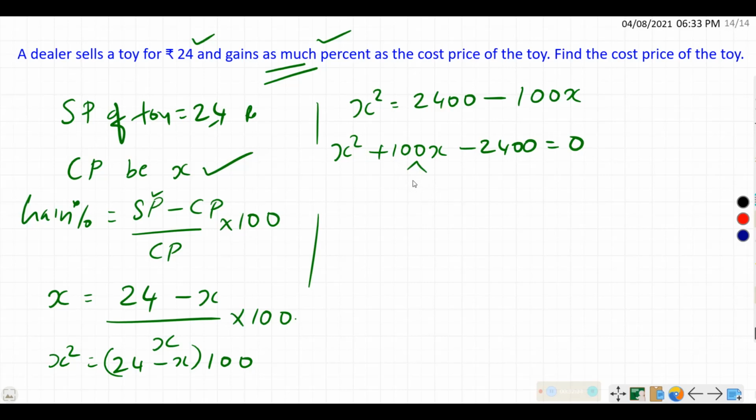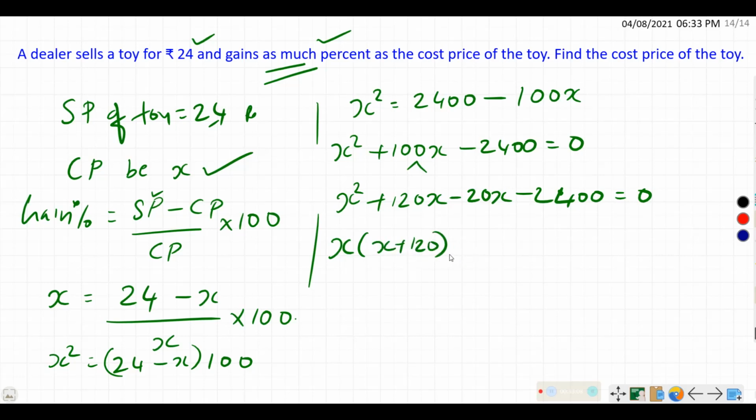We will find out a way to solve, either split the middle term or apply the formula or use any kind of common expansion, something like that you can do. But here you can see that 100x and 2400, so 120 into 20 will do the needed. In that case we can rewrite it as x plus 120 and x minus 20.